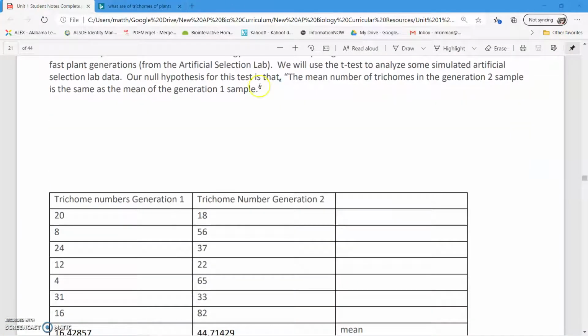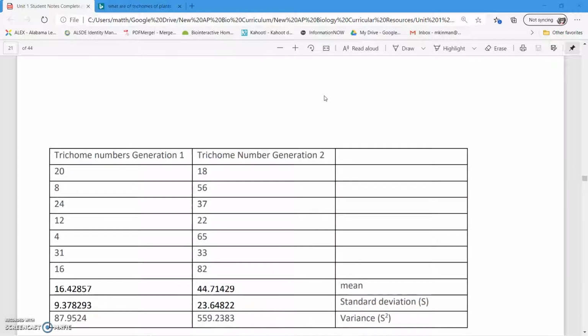For our example t-test in your notes, it says our null hypothesis, just like in a chi-square, we're going to have a null hypothesis here. The null hypothesis for this test is that the mean number of trichomes in generation 2 is the same as the mean in generation 1. Remember, our alternative hypothesis would be that they are not the same. So if we determine that there is a statistically significant difference between the two means, maybe that tells us that there's something else going on versus just random chance or experimentation error.